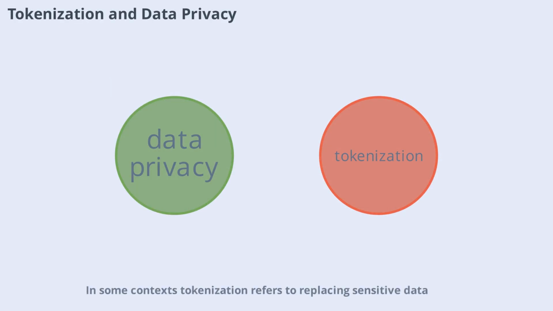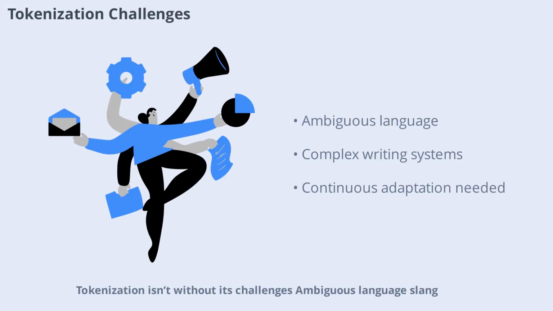In some contexts, tokenization refers to replacing sensitive data with non-sensitive tokens to protect privacy. While this is different from text tokenization, both processes involve breaking down information into smaller parts. Data privacy tokenization is widely used in finance and healthcare to secure personal information, ensuring that sensitive data is never exposed.